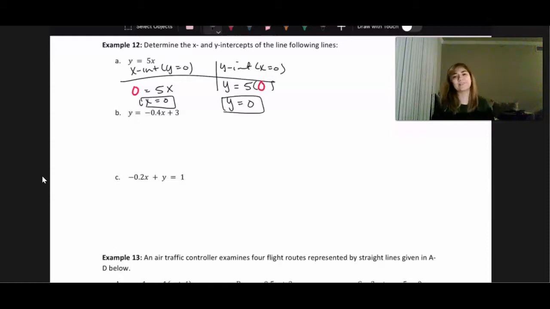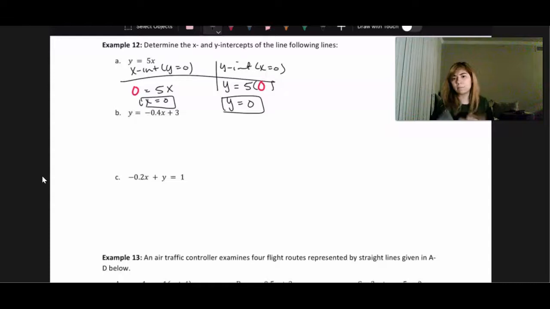This one's a lucky case. It was kind of an easy one, and you probably could have figured it out without actually solving it on paper. You probably figured it out in your head. But my x and y-intercepts for y equals 5x is 0 for your x-intercept and 0 for your y-intercept. You'll do the exact same things for the next ones, even though they're in different forms.